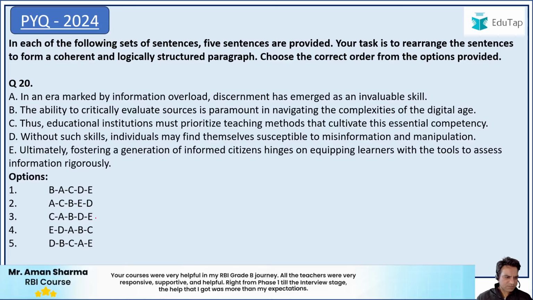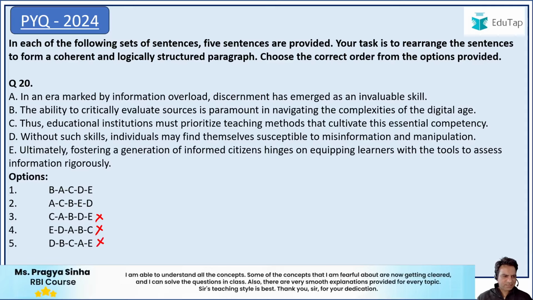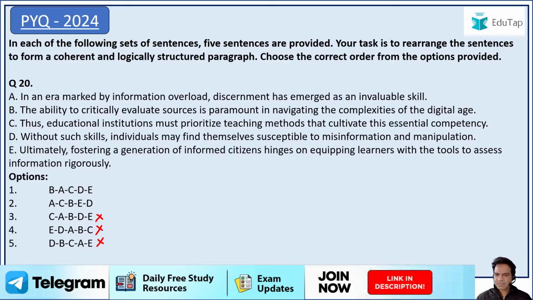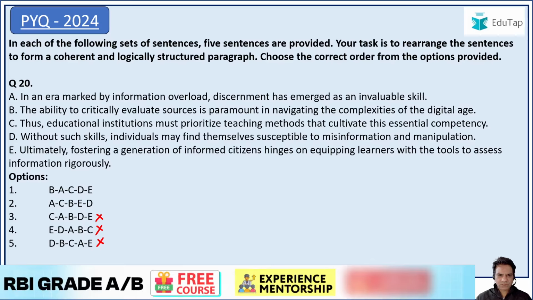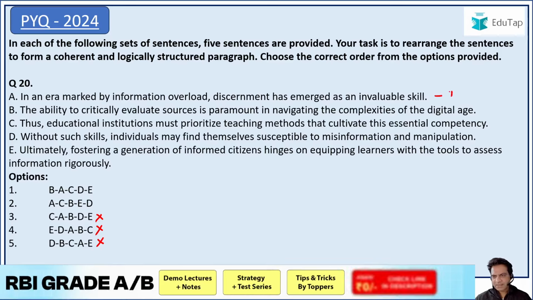How many options are with A and B? So you can eliminate the rest of the options, only 1 and 2. So B, A, C, D, E or A, C, B, E, D. Let's look at A and B. In an era marked by information overload, discernment has emerged as an invaluable skill. The ability to critically evaluate sources is paramount in navigating the complexities of the digital age. No, guys, I think option A is the first sentence, and that gives you your choice.